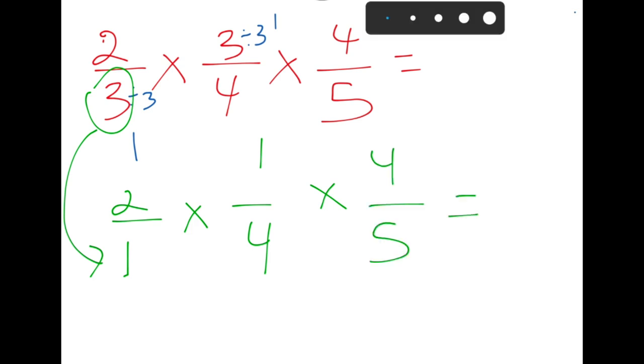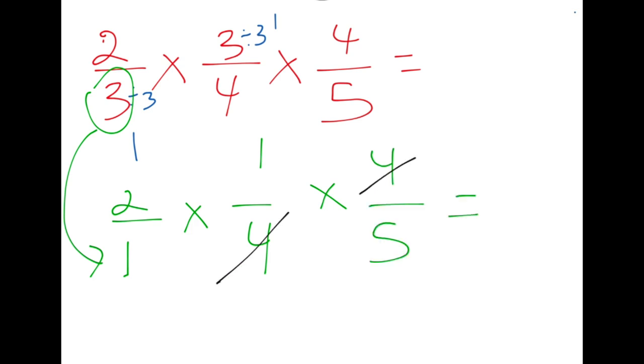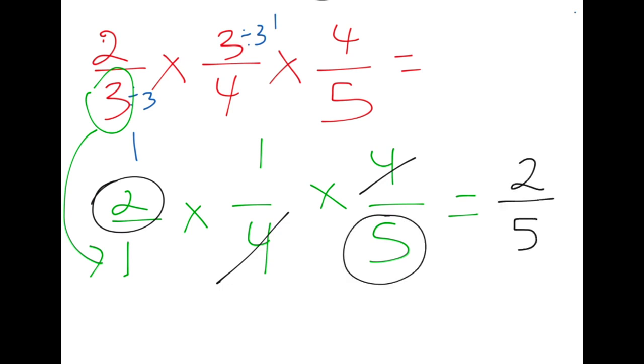And then, of course, here I can also simplify 4 with 4. I end up with 2 on the top is my numerator, and I will end up with 5 on the bottom is my denominator. Okay? So my answer is 2/5.